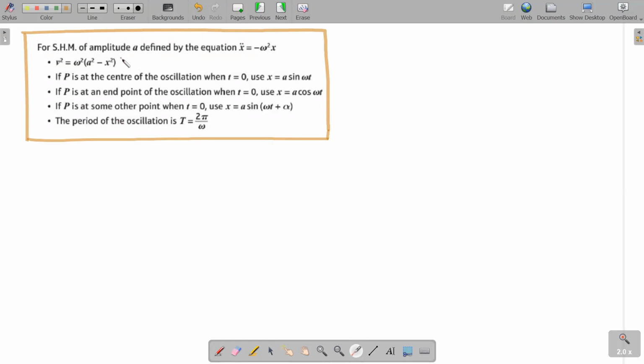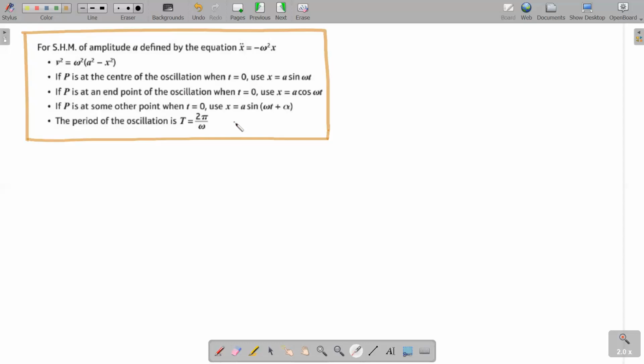Okay, so for SHM of amplitude A defined by the equation x double dot equals minus omega square x. Also I think you are now familiar with what this represents. X double dot, the acceleration, is equal to minus omega square x, and you all know why the minus sign comes. Okay, they say here, for motion of this particular type of SHM, v square is equal to omega square times a square minus x square. So this is the equation we just proved now. We just proved this equation, isn't it? Okay, so look at the remaining equations.